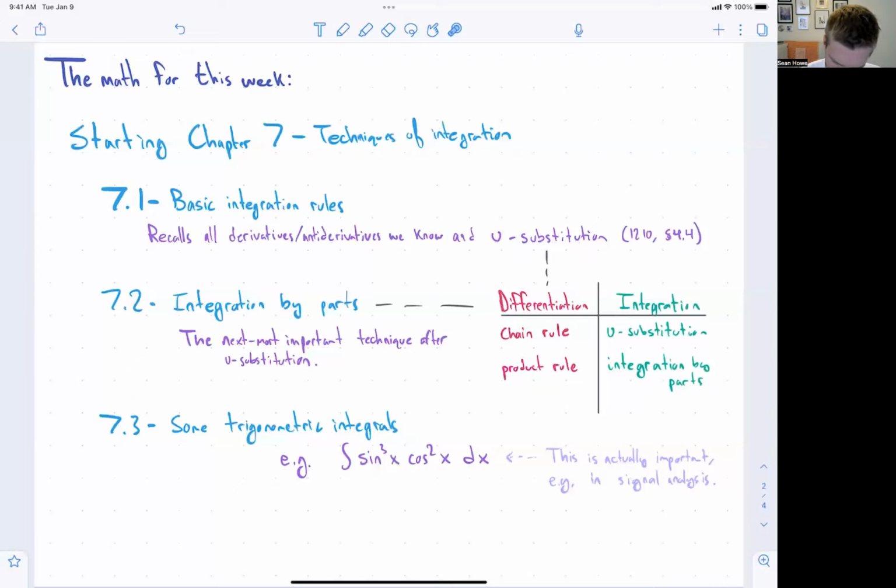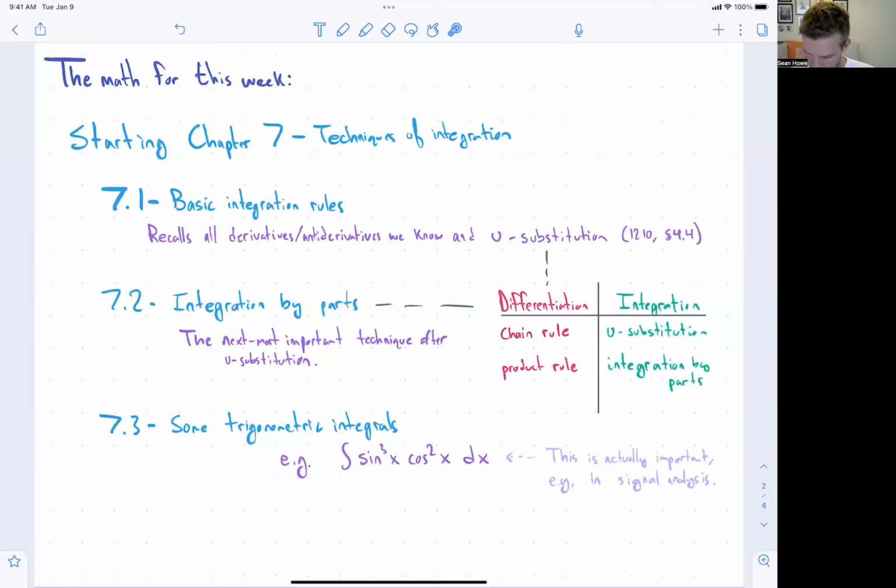Section 7.2 talks about integration by parts. Depending on your background, this may or may not be a new technique of integration to you, but it is the next most important technique after u substitution. So again, this is something we'll get a lot of practice with, especially on the web work problems, and so you'll hopefully have it pretty down pat after this week.